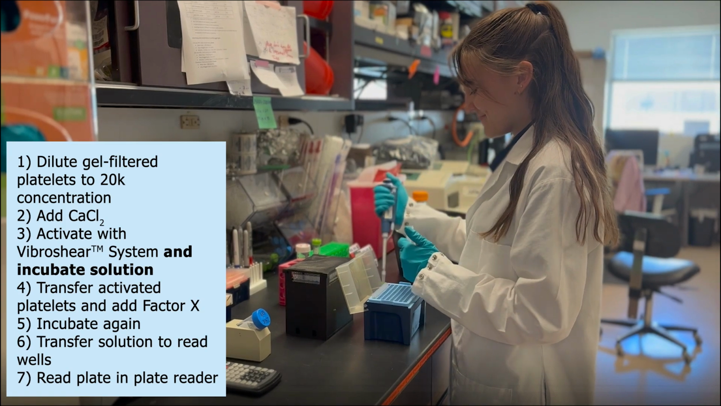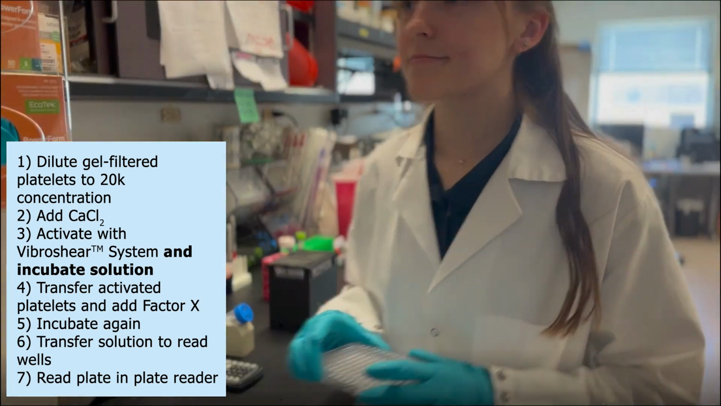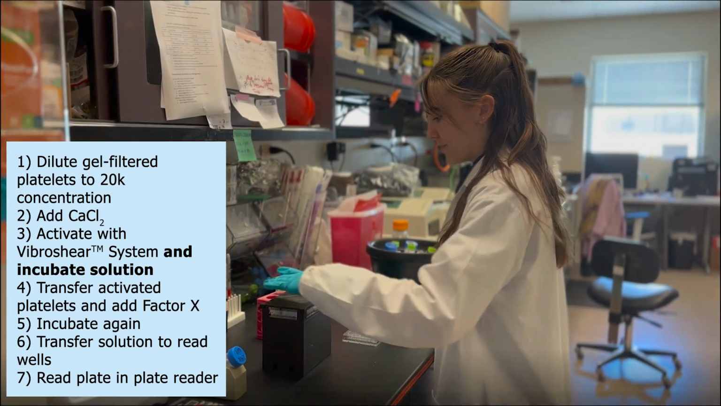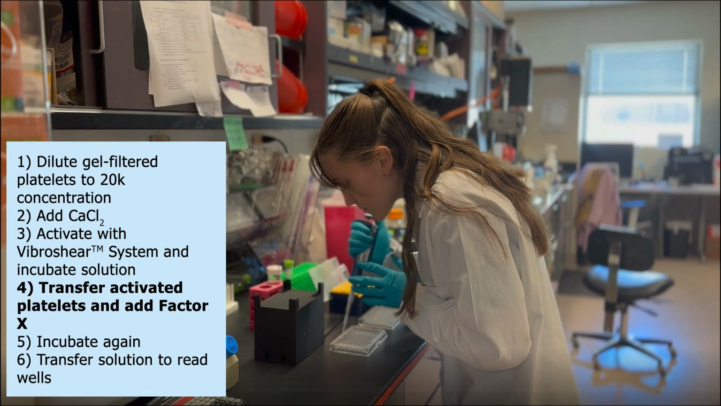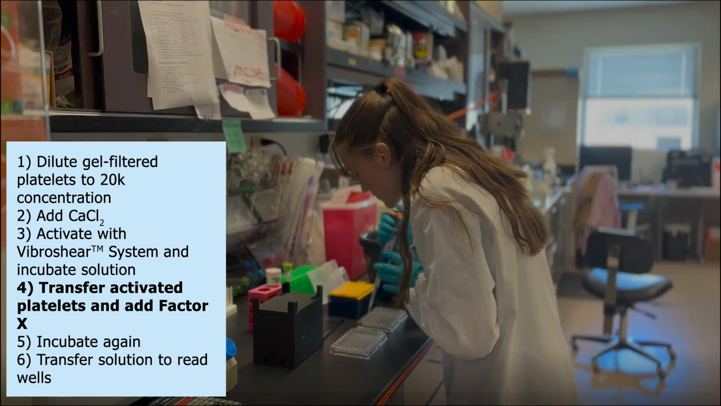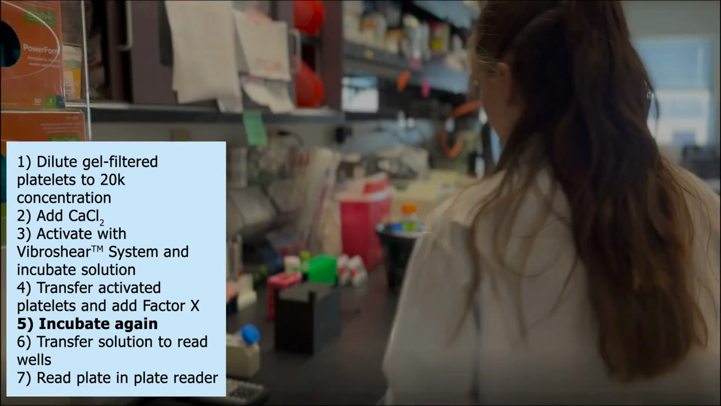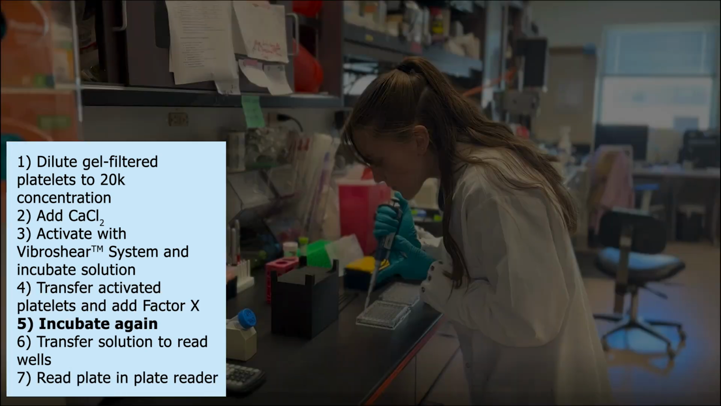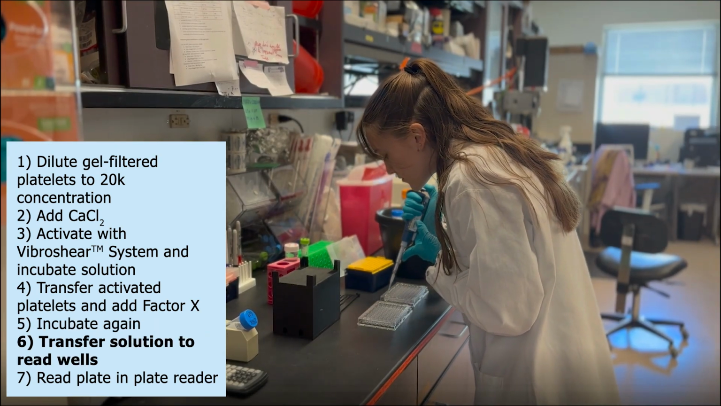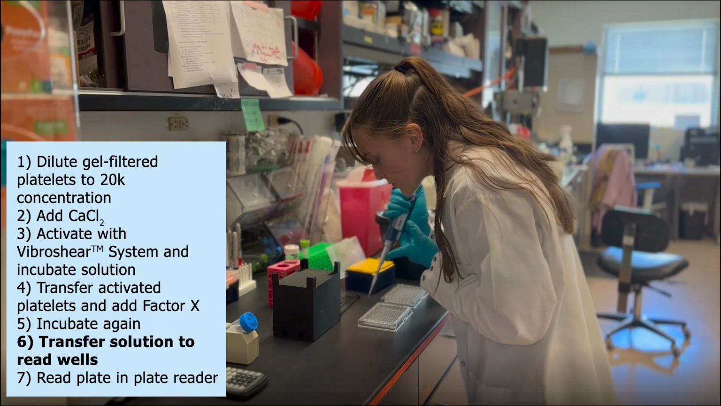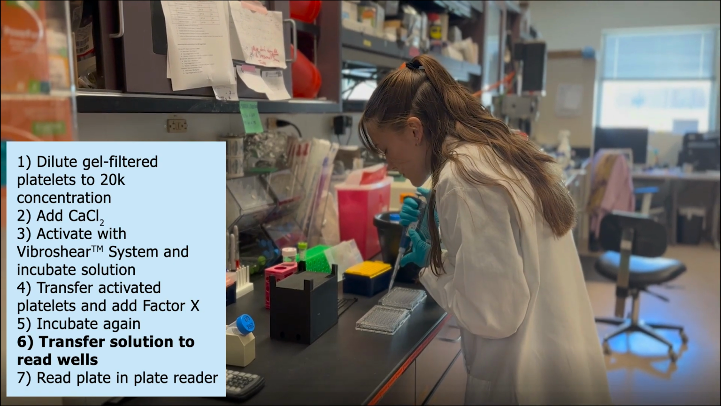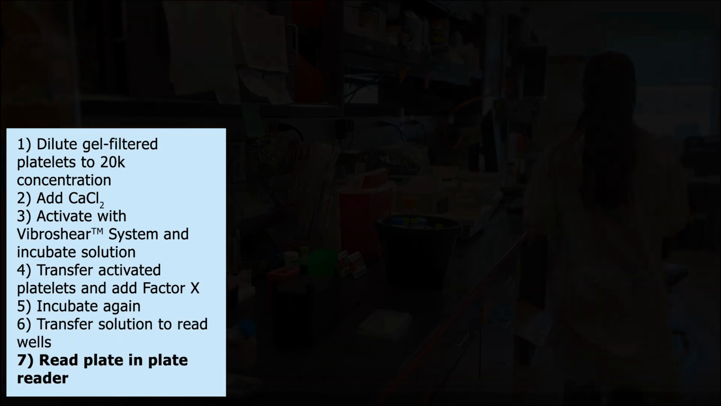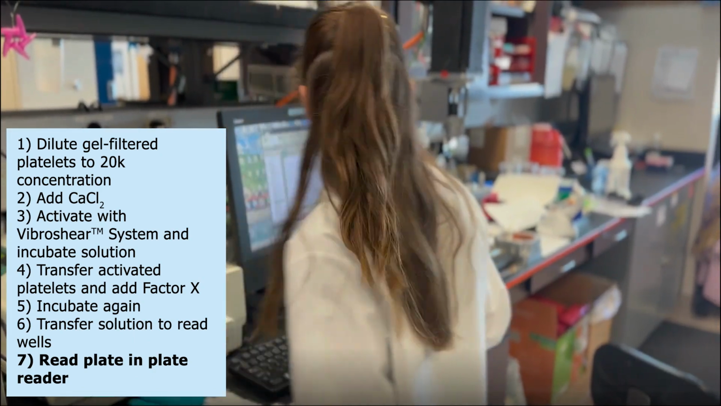We then need to incubate our incubation solution in a water bath at 37 degrees Celsius. We'll add the activated platelets to this along with the reagent factor 10 and incubate again. After filling our read plate with the well solution, we'll transfer the activated platelet solution to the read area and finally read the plate.